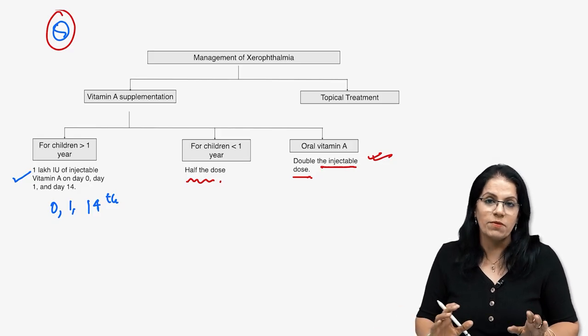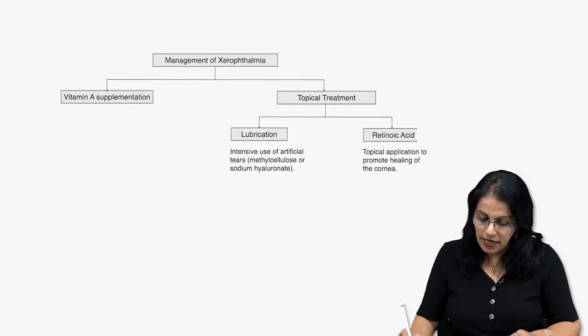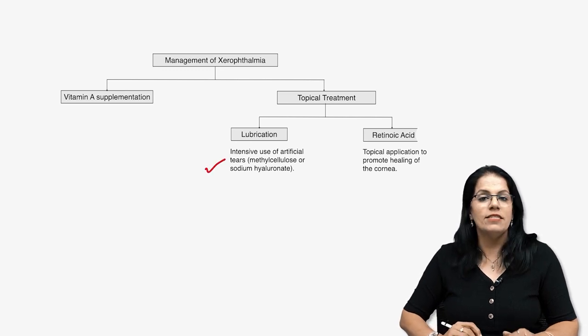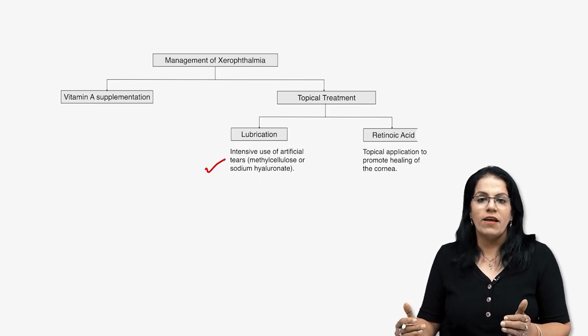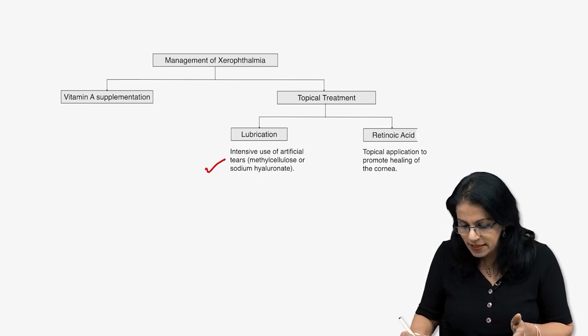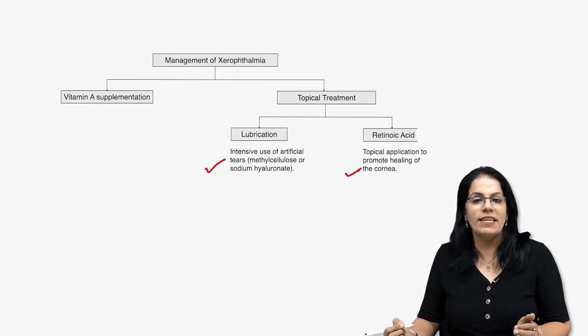You are going to give vitamin A. Apart from that, what is the topical treatment for the dryness that you are doing for the health of epithelium? You can use lubricating eye drops. Either it is a methylcellulose derivative, which is most commonly used, or it can be a hyaluronic acid derivative. And second, what you can do is give retinoic acid for healing of the conjunctiva and cornea, mainly retinoic acid.